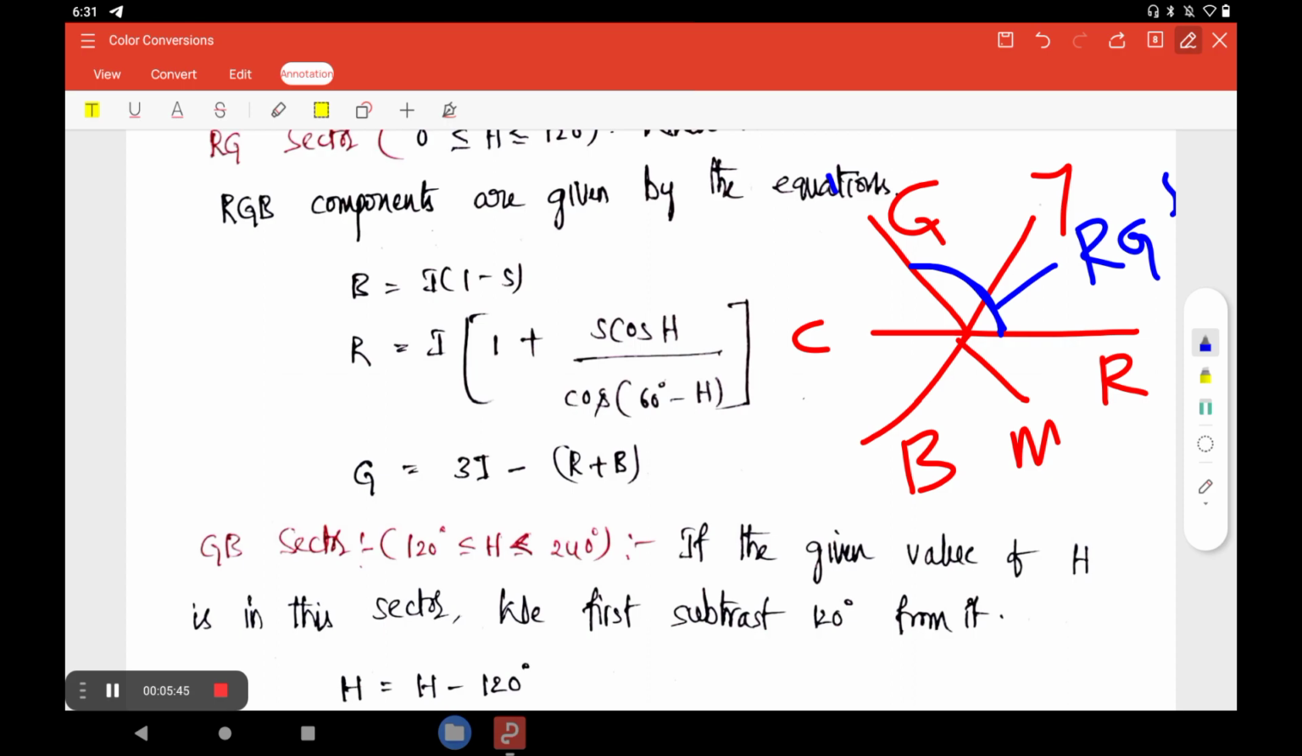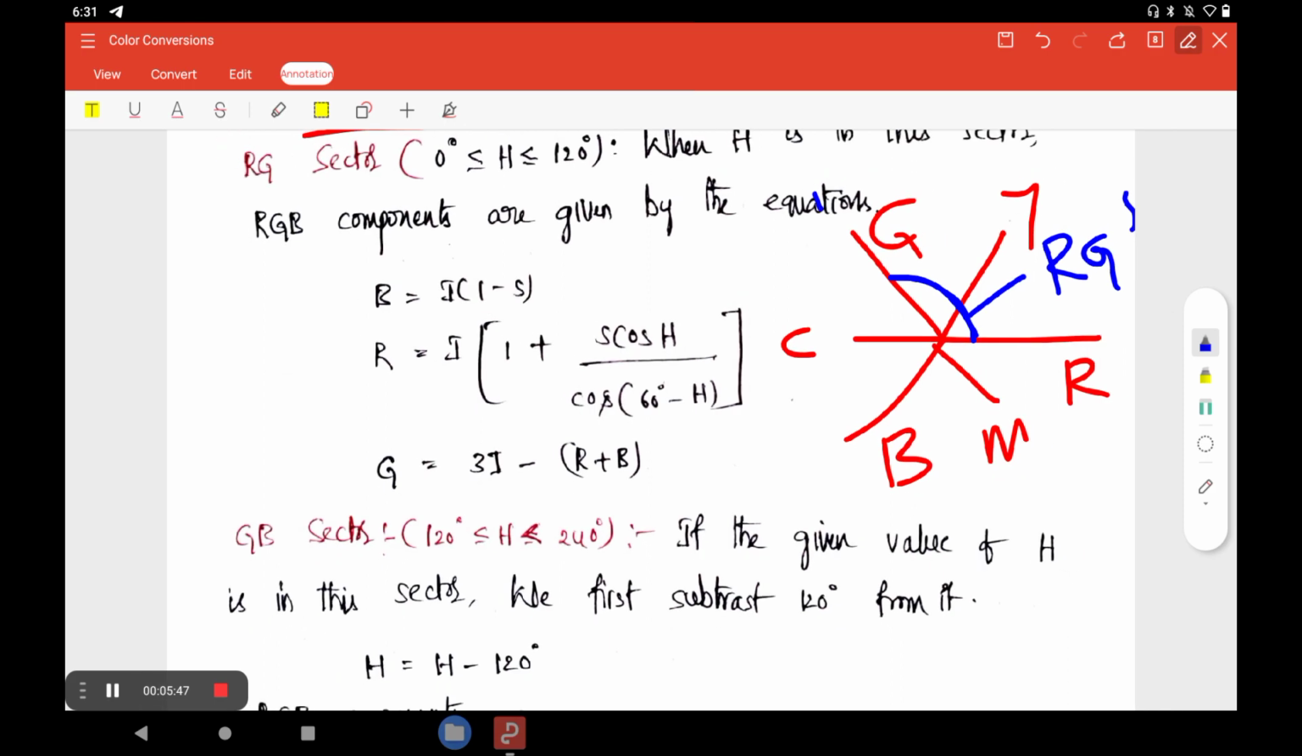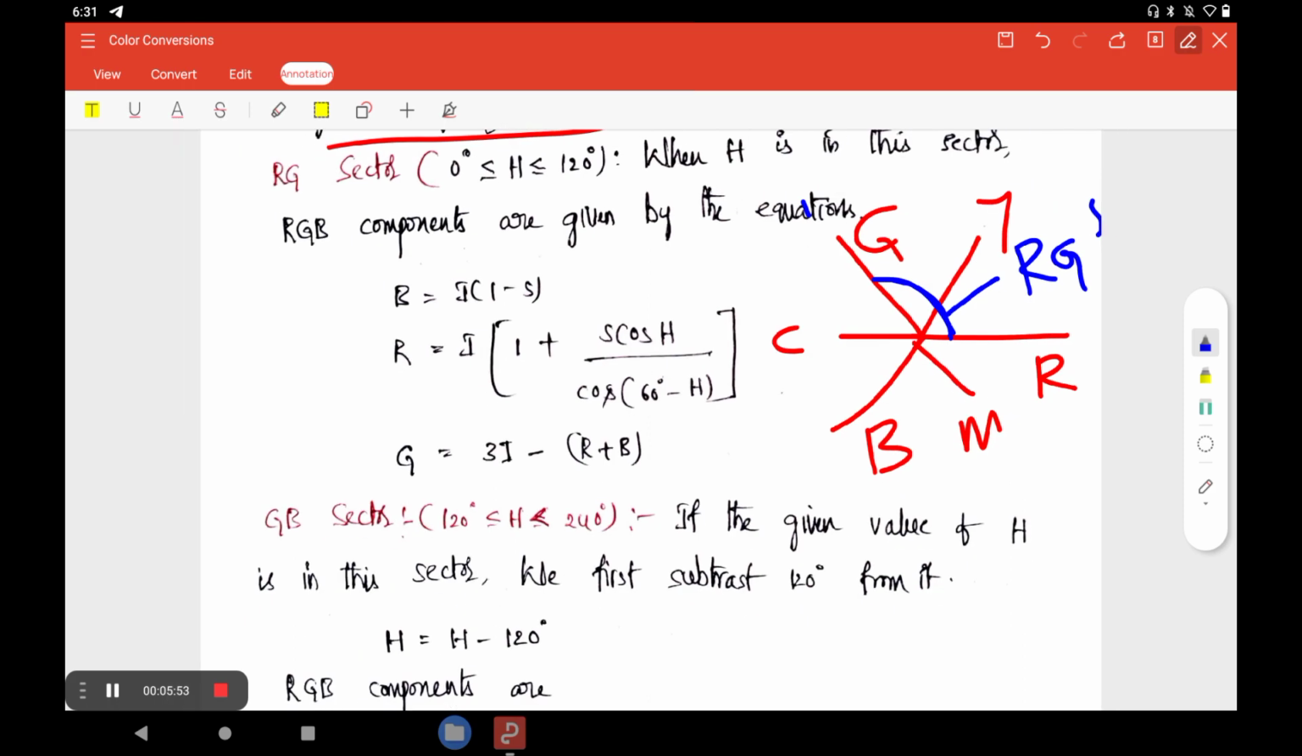Now if you are taking these values as the RG sector, the H value is in the range from, the total H value is actually 360 degrees. So from 0 to 120 degrees. Therefore the H value ranges from 0 to 120 degrees. When H is in this sector, the RGB components can be given by the equation B is equal to I into 1 minus S. So B is equal to I into 1 minus S.